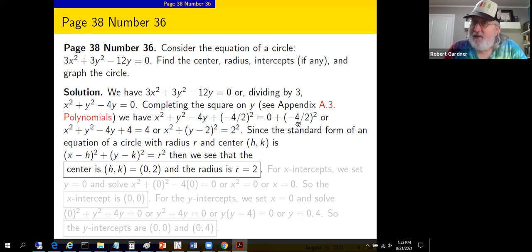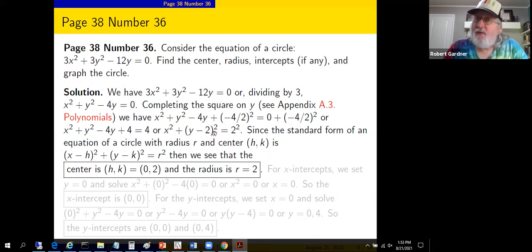Can't argue with the validity of it because we just added negative 4 divided by 2 squared to both sides. By the way, negative 4 divided by 2 is negative 2. Square it. It's just 4. We've just added 4 to both sides, giving us x squared plus y squared minus 4y, that's before plus 4, equals 4. And we just added 4 to both sides. Why 4? I guarantee you, this factors as a perfect square. And we need a perfect square to have the standard form of a circle. In fact, this is y minus 2 squared. You see, if you're good at factoring, that this factors into y minus 2 squared.